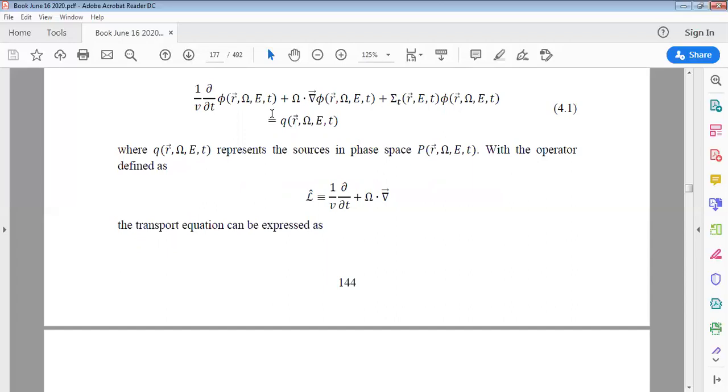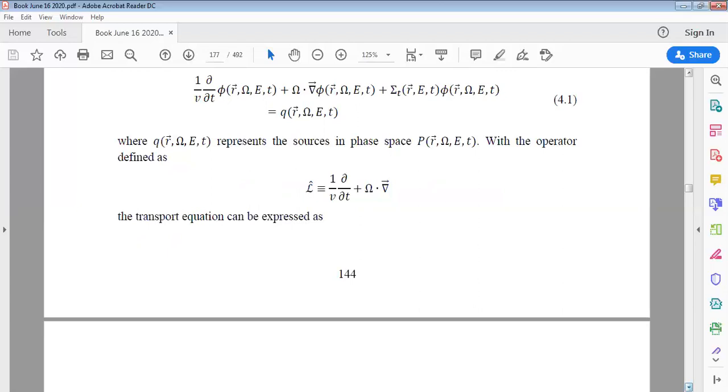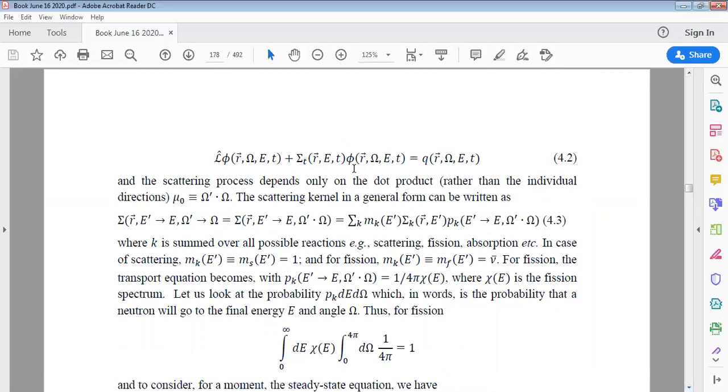Now, let's put it in terms of the operator L hat. So if you put it in terms of the operator L hat, you can write equation 4.2. Now, this is the outscattering term, and these are the inscattering terms. So now I told you that this includes fission and non-multiplying and multiplying. So let's look a little bit carefully. Let's magnify the scattering term. So the scattering term can be written as the initial energy multiplied by the probability of coming to the final energy and the final angle.